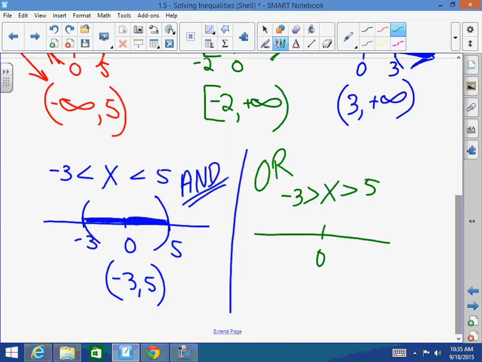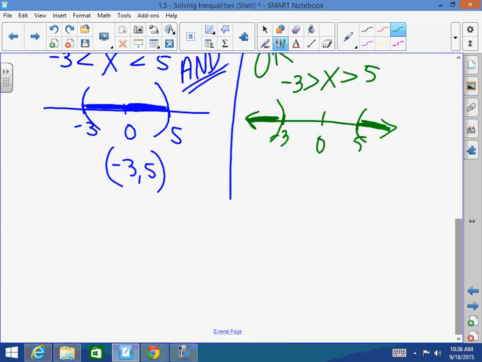Well, in this case, I have a 0, I have my negative 3, and I have my 5. You always read from the variable. Never from the number, from the variable. So this reads x is less than negative 3, parentheses to the left, and it reads or x is greater than 5, parentheses to the right. Who wants to take a shot at how you would write this inequality as interval notation? Yes, sir, my brother. Parentheses, negative infinity, yes, sir. Beautiful.